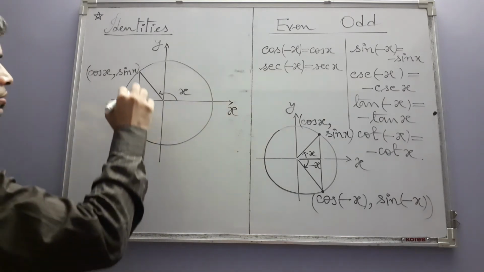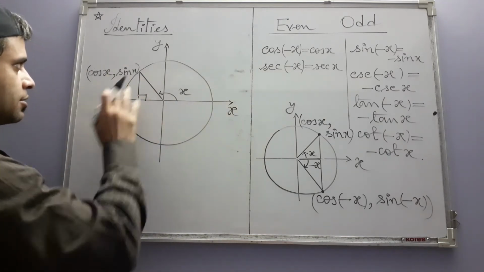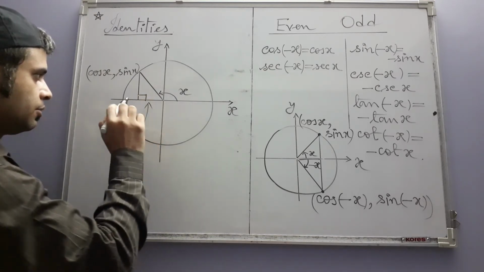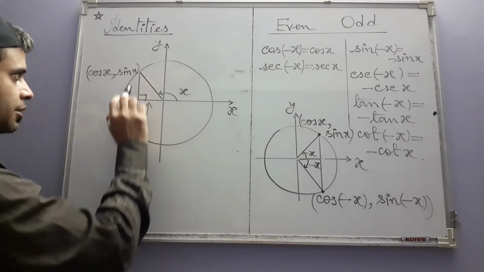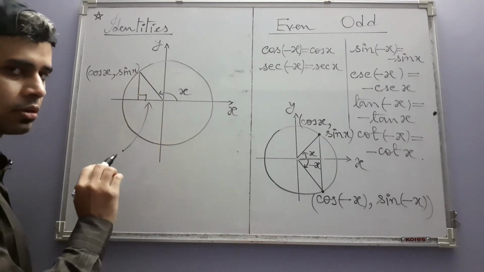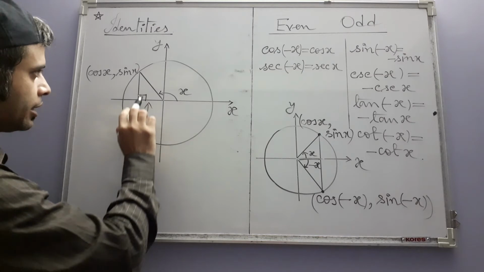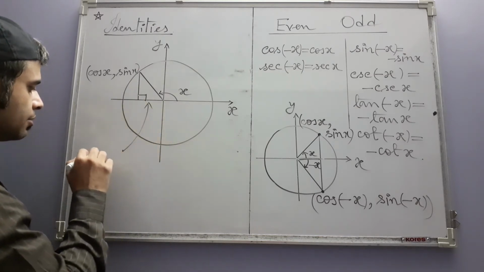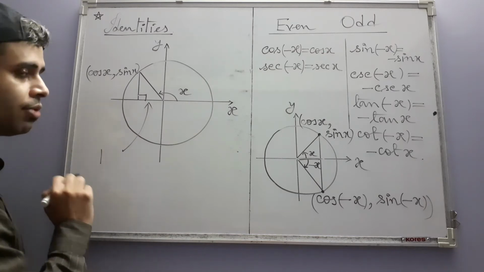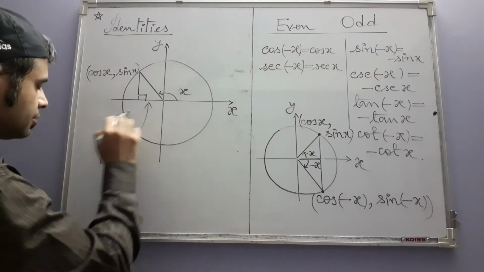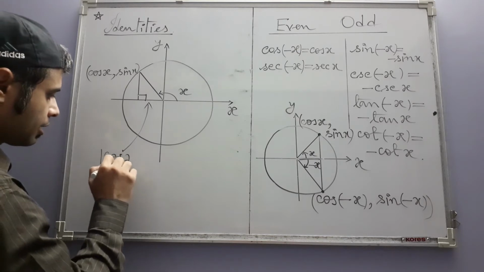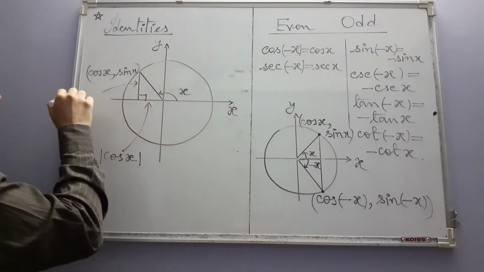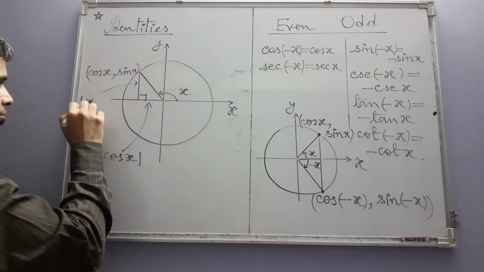But whatever the signs of these coordinates are, we can always get the lengths of these line segments, these sides of the right-angled triangle which are not the hypotenuse, by taking absolute values of these quantities. This is the absolute value of cos x, and this length is the absolute value of sin x.